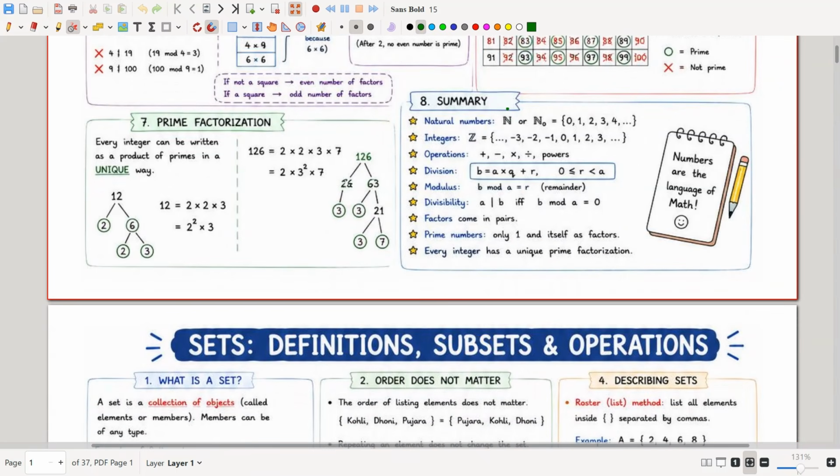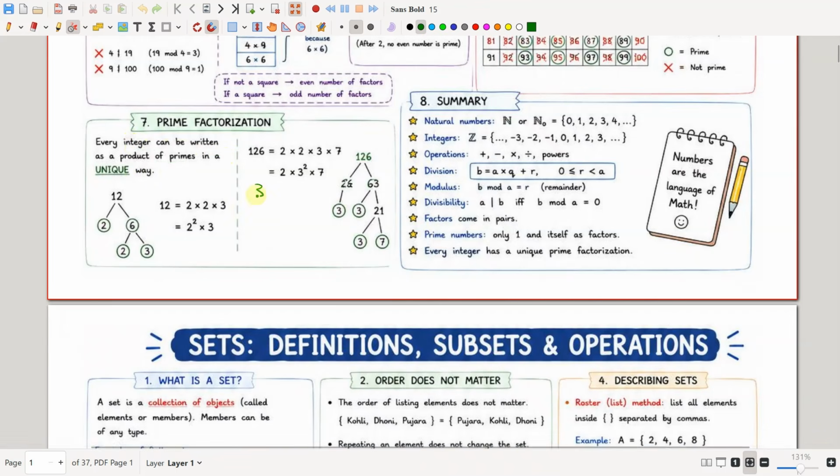Okay, and now let's see what we call prime factorization. A prime factorization is like a decision tree, a hierarchical tree, where you can split the numbers into the last unit form of their factors. Every integer can be written as a product of primes in a unique way.